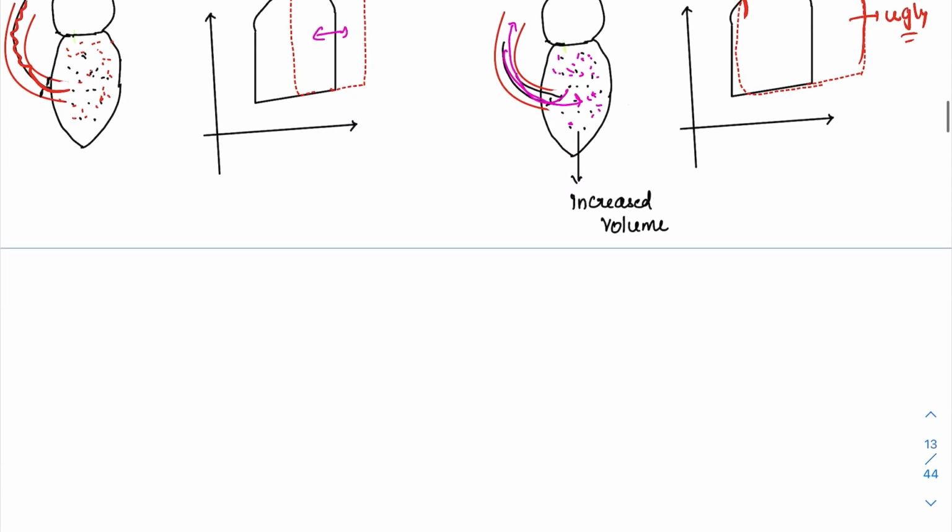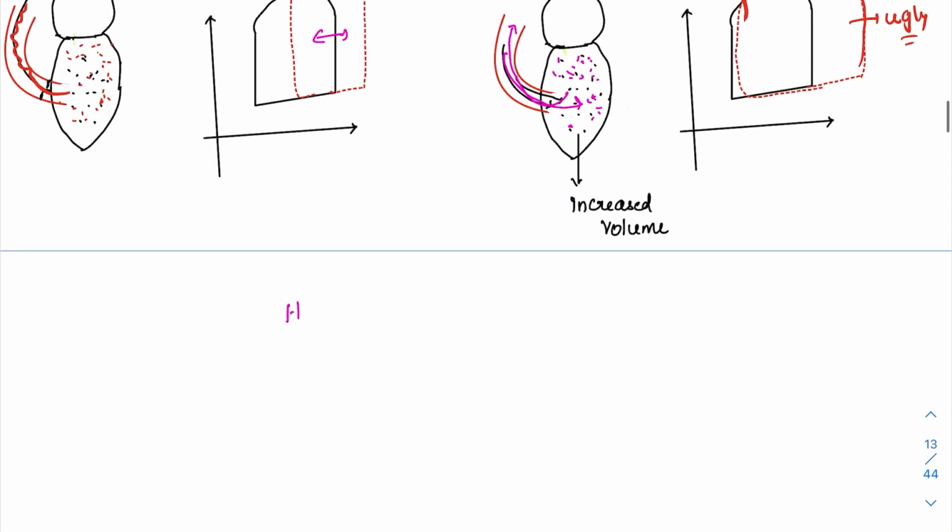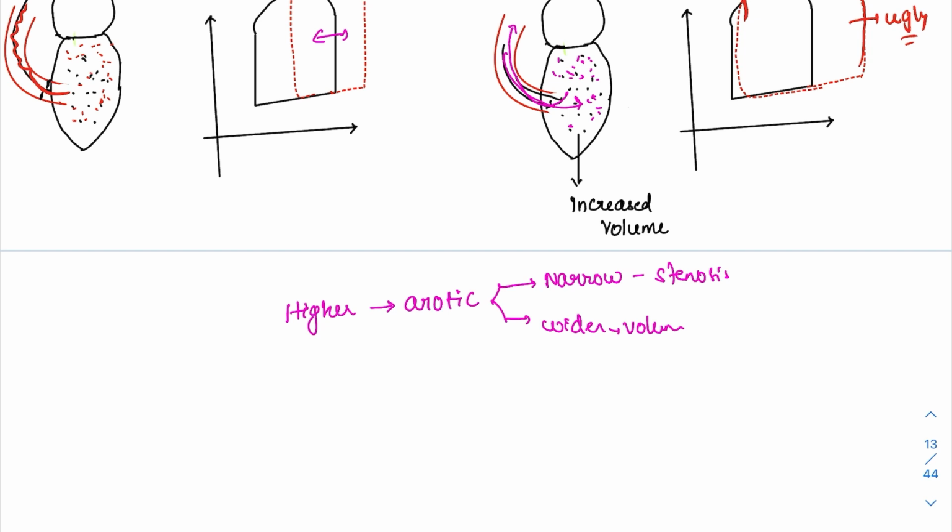So now again, whenever they give you a normal diagram and the curve is given higher, which valve should I choose? Below, we have to choose mitral. Whenever the curve is higher, I should choose the aortic valve. And if it is narrow, it is just a pressure problem, so it is a stenosis. If it is wider, it is a volume problem. Volume is more problematic here, so volume is more problematic in case of aortic regurgitation.